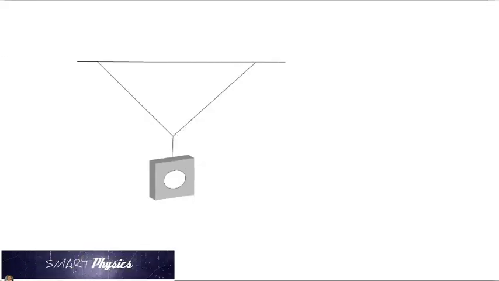So it's an object supported by two strings. Let's give the mass of this as m, and the angles are given. This is theta 1, this is theta 2. Remember, the angles may be equal, but generally they are not. You're asked to find the tension in the strings. Let's call them T1, T2.